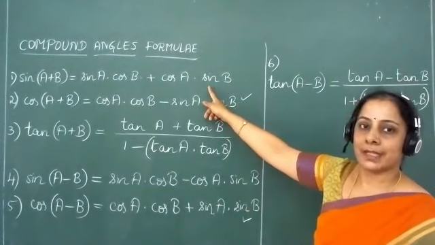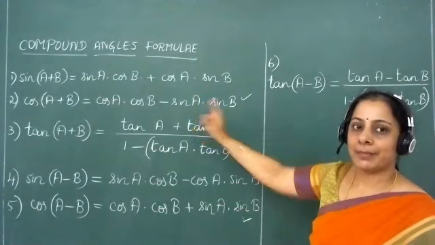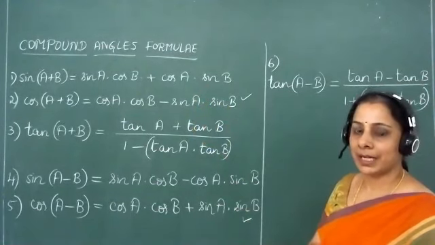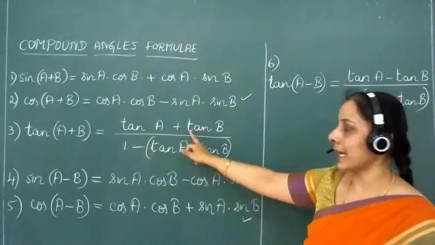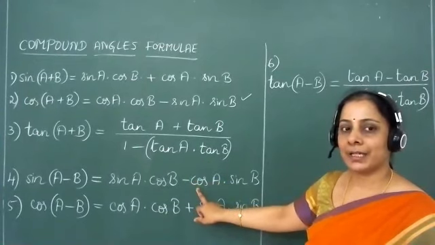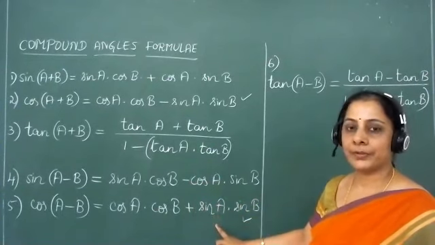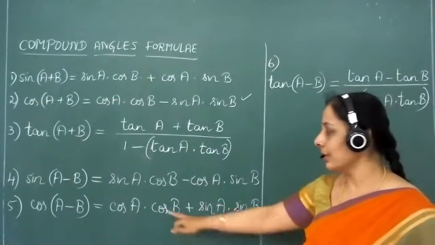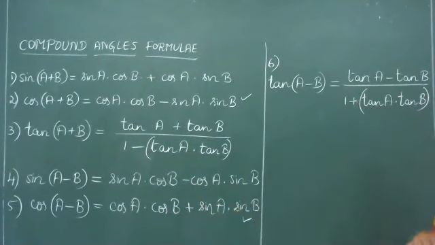Sine of A plus B, which is given by sin A cos B plus cos A sin B. Cos of A plus B, which is given by cos A cos B minus sin A sin B. The third, we have tan of A plus B, which is tan A plus tan B divided by 1 minus tan A into tan B. Fourth one, sin of A minus B, which is sin A into cos B minus cos A into sin B. The fifth one, cos of A minus B, which is equal to cos A into cos B plus sin A into sin B. And finally, we have tan of A minus B, which is given by tan A minus tan B divided by 1 plus tan A into tan B.